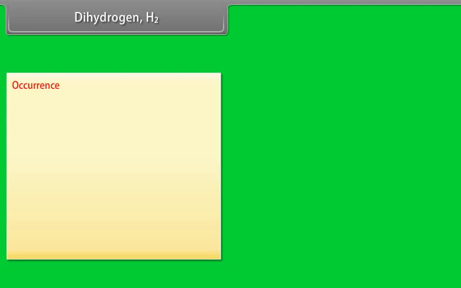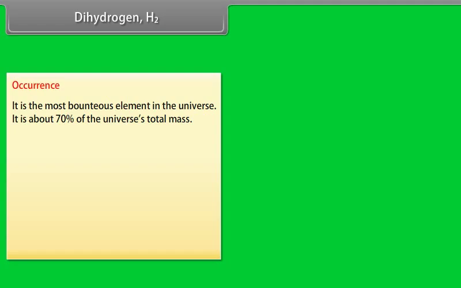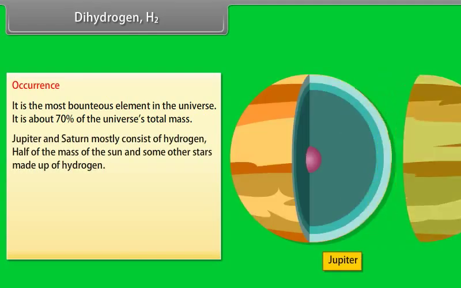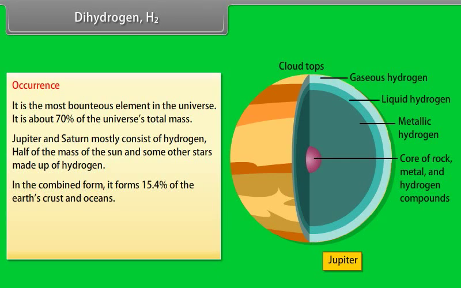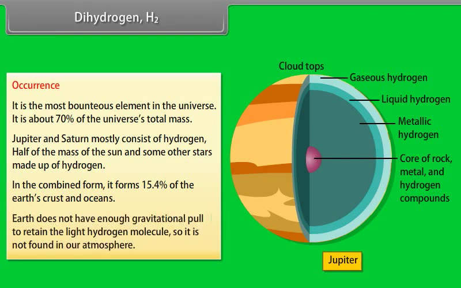Dihydrogen, H2. Occurrence. Dihydrogen is the most abundant element in the universe. It makes up about 70% of the universe's total mass. Jupiter and Saturn mostly consist of hydrogen. Half of the mass of the Sun and some other stars is made up of hydrogen. In the combined form, it forms 15.4% of the Earth's crust and oceans. Earth does not have enough gravitational pull to retain the light hydrogen molecule, so it is not found in our atmosphere.